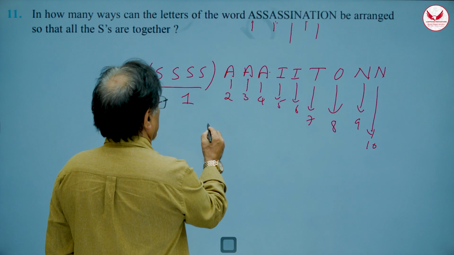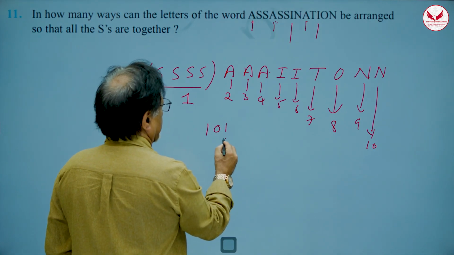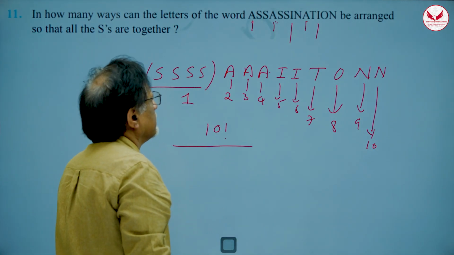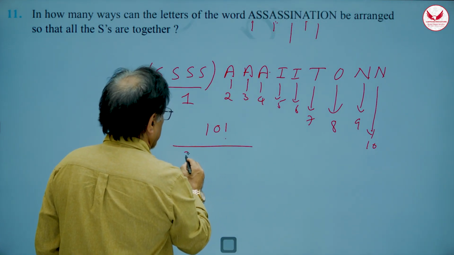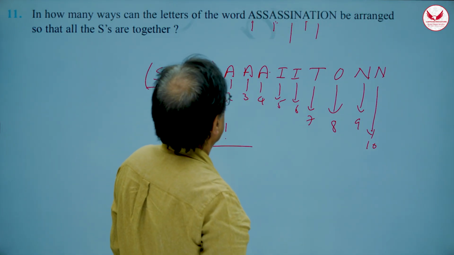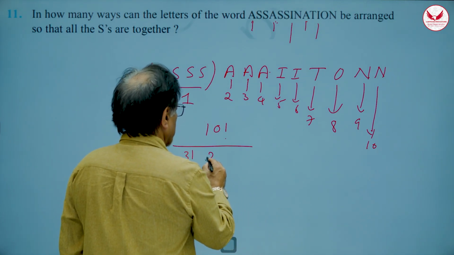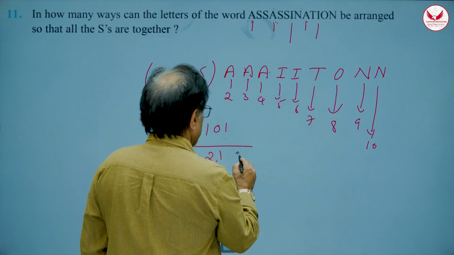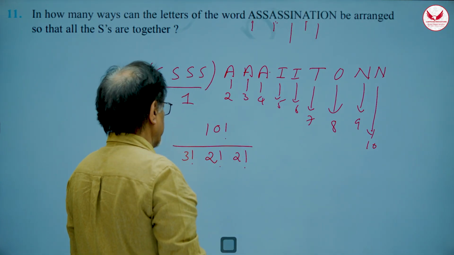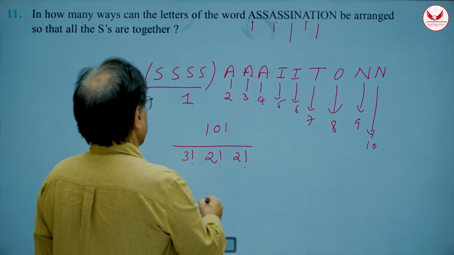So 10 letters can be arranged in how many ways? 10 factorial ways. But there is repetition. A repeats 3 times, therefore you will have to divide by 3 factorial. I repeats twice, so it is divided by 2 factorial. Then N repeats twice, therefore you will divide by 2 factorial. So this is how the answer is.